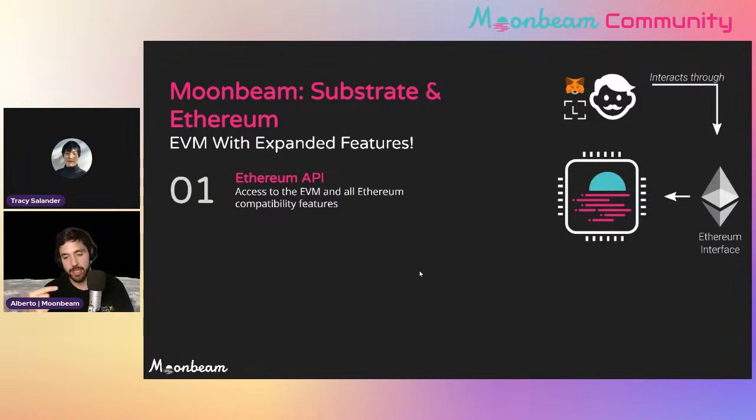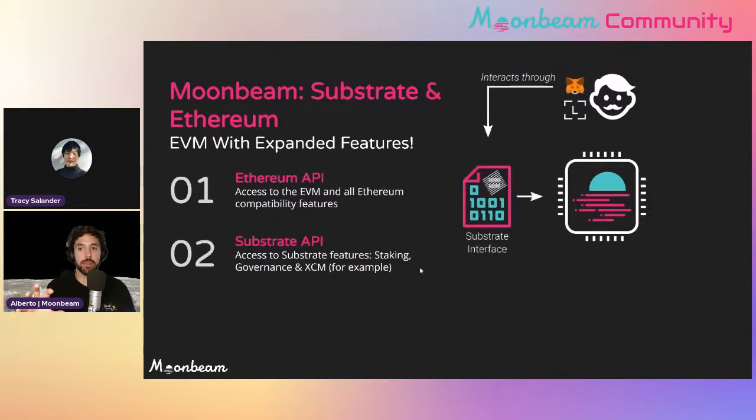So this would be, once again, a smart contract or a dApp built on top of Moonbeam using the EVM. And so this person will actually interact with something called the Ethereum interface. And this is the Web3 RPC that I was mentioning before. But that means that this person can only interact with the things that are inside of the EVM. If the person would like to, let's say, use the features that are part of Substrate, meaning staking, governance, XCM as examples, the person needs to use the Substrate interface.